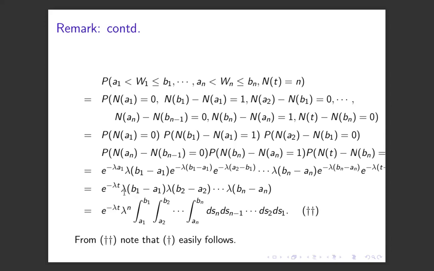And there are n such terms, so all the lambda n's you collect together and take outside, and B1 minus A1 can be written as the integral from A1 to B1 of ds1, and so on; Bn minus An can be written as the integral of dsn. So you get this expression. This we denote by double dagger.